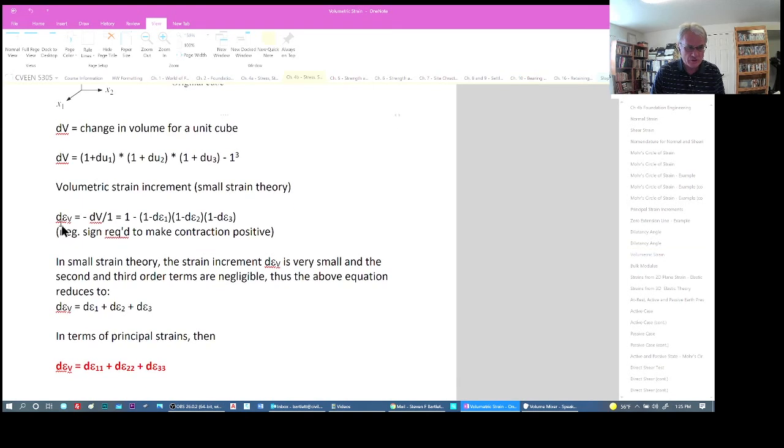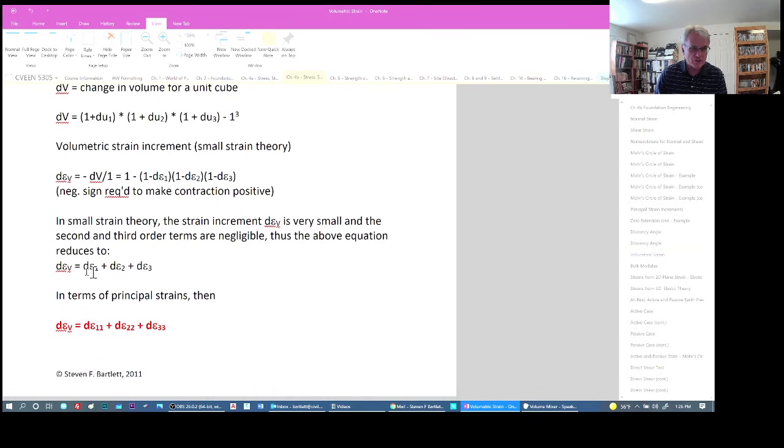So the volumetric strain, dε_V, this V meaning volumetric strain, is the change in volume divided by V0, which is the original volume. And we make it negative to make contraction positive. In small strain theory, these dε_V are very small. If we multiply this out, we're going to get second and third order terms, and we're just going to call those very small and neglect them.